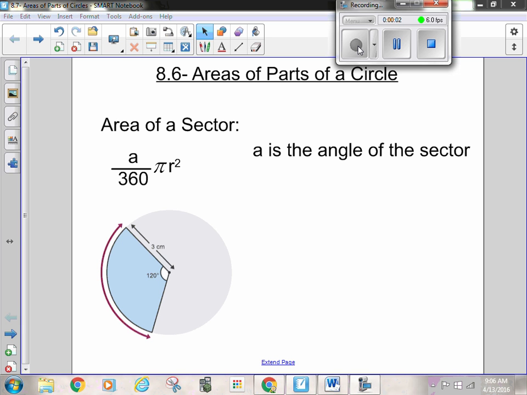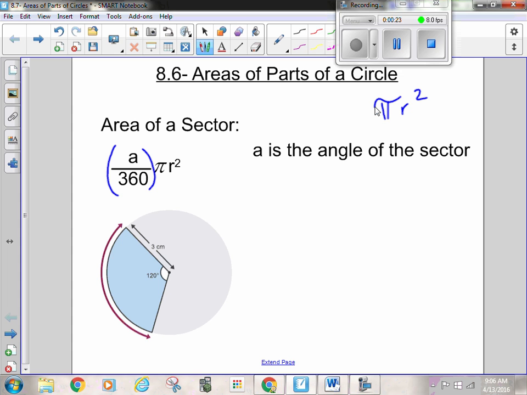Alright, ladies and gentlemen, today on 8.6 we're going to learn areas of parts of a circle. So yesterday we talked about finding the area of a circle. Area of a circle formula, remember, it's just pi r squared. And we're going to use that. When we talk about the area of a sector, we are going to use this formula here: A divided by 360, and A represents the angle of the sector, and then just times pi r squared, the area of a circle.